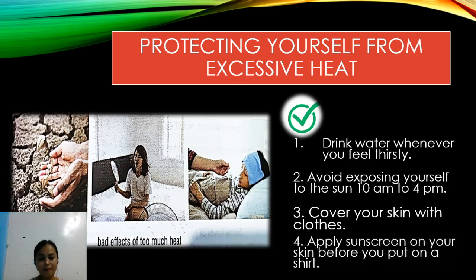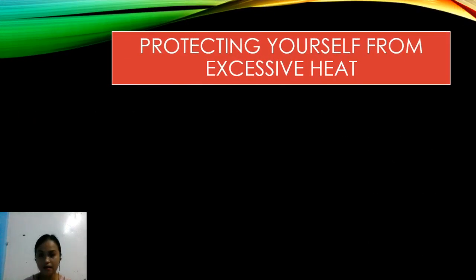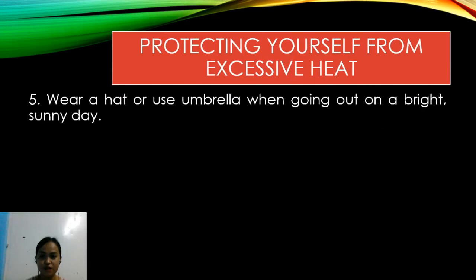Number 4, apply sunscreen on your skin before you put on a shirt. Apply sunscreen always before going out, or lotion with sunscreen. Number 5, wear a hat or use an umbrella when going out on a bright sunny day. Use sunglasses also, or a hat or a cap or umbrella when you're going out.